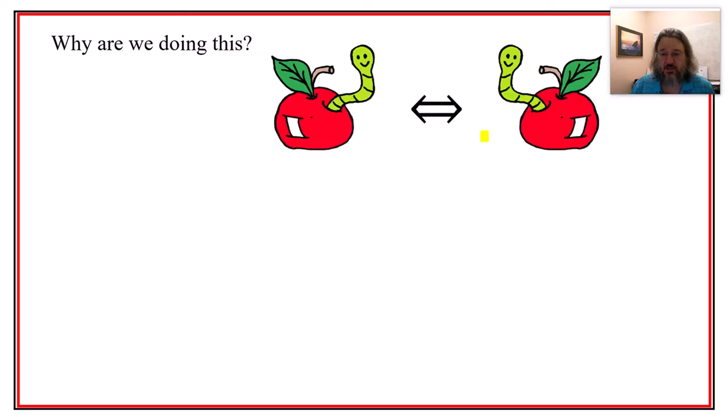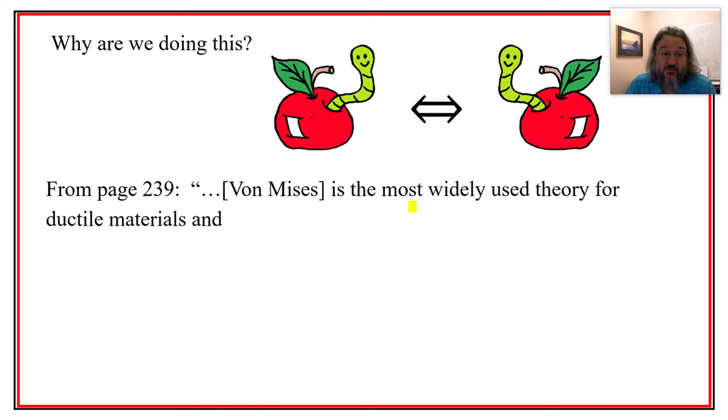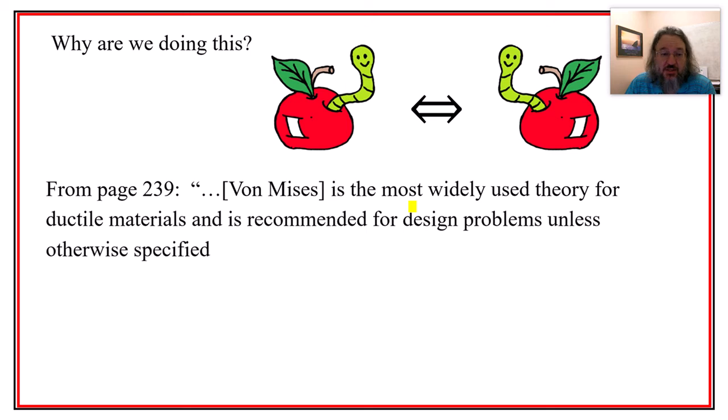I mentioned, because I used my man Wormy right here, he showed up. From page 239, von Mises is the most widely used theory for ductile materials and is recommended for design problems unless otherwise specified. I read to you. You liked it, didn't you? And yeah, this tells you how important von Mises is. It is the go-to thing.